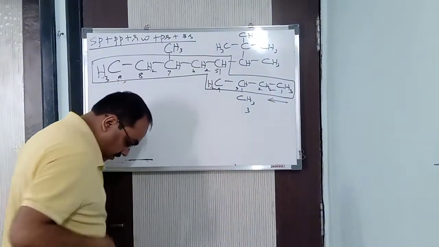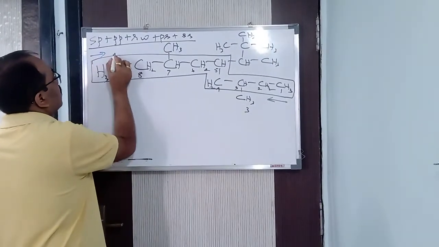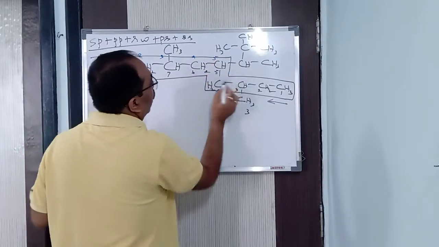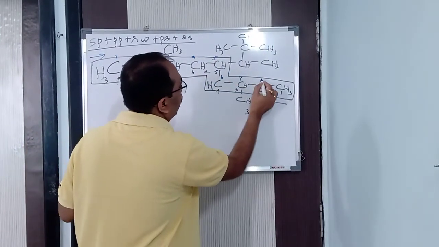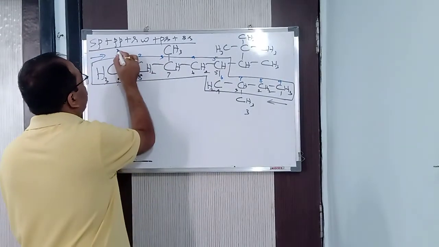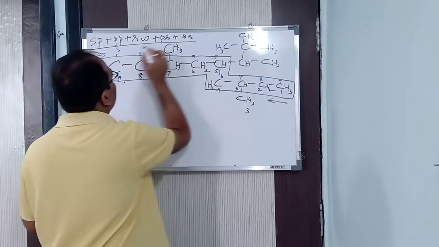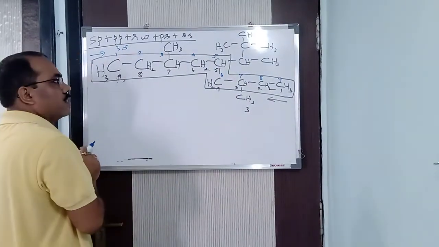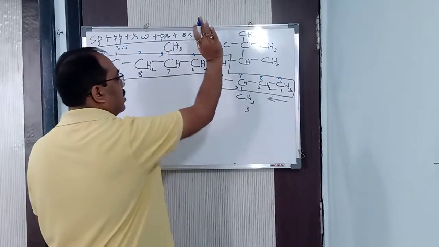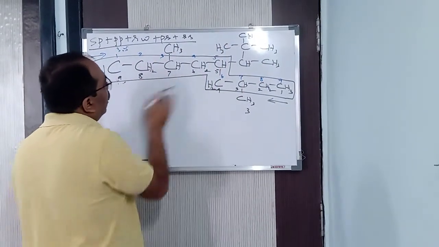Now I'll be using a different color ink. From this direction, if I do, then it is 1, 2, 3, 4, 5, then 6, 7, 8, 9. Now see here, I get the branching here. Which position? Same thing. Third position one way I get it, and 5th position another I get it. Same branching. Same methyl. This is also methyl, and this is a complex branch. How to name that complex branch? I am going to tell you.